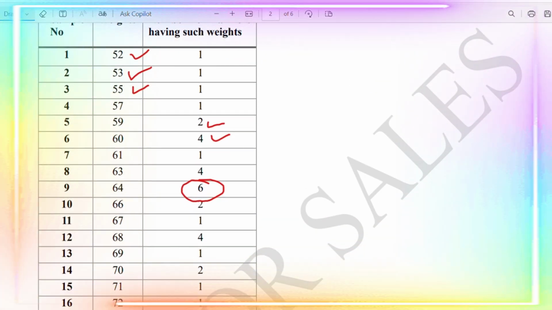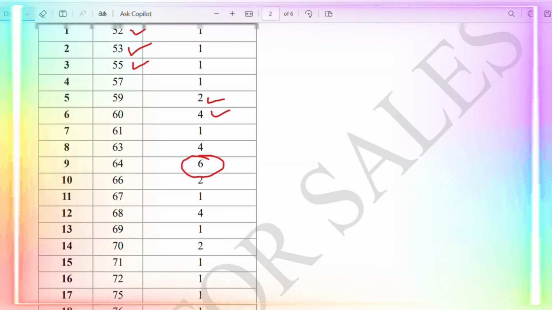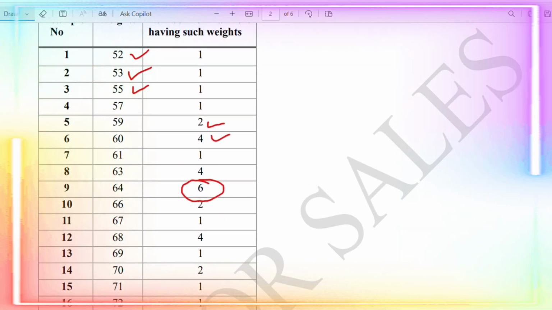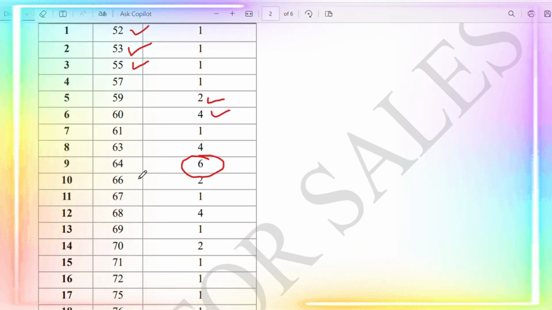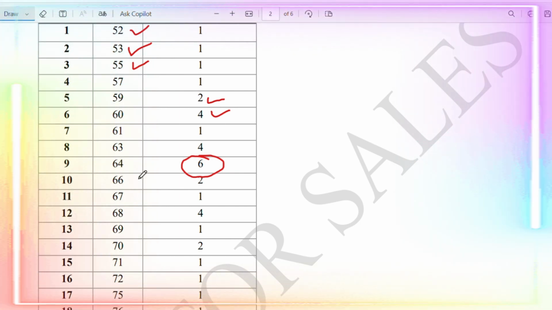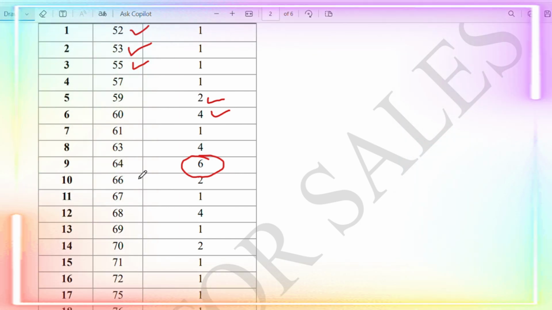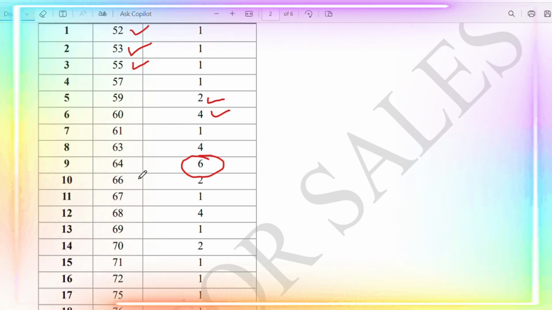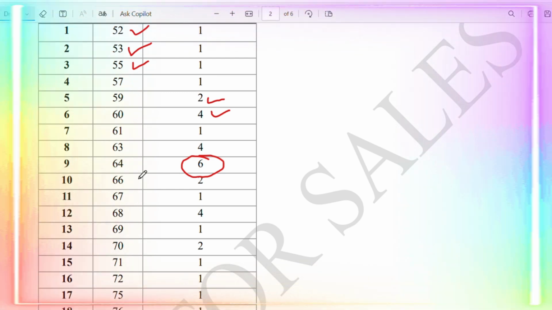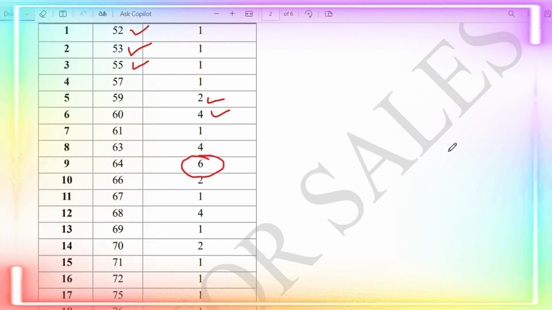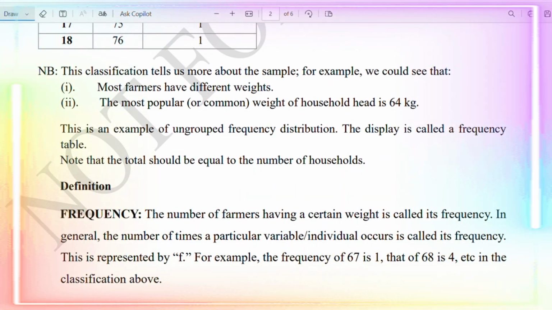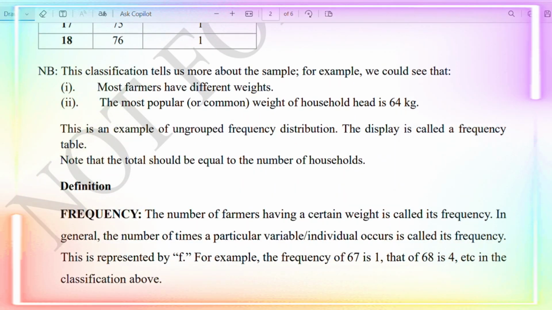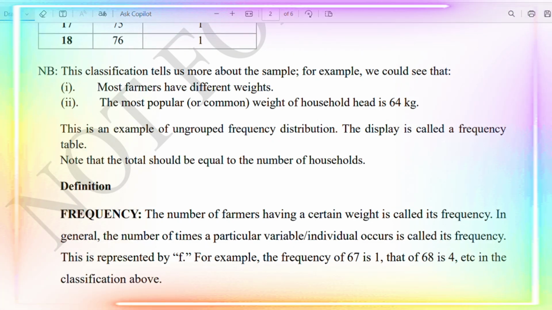Now we have just 35 observations here, and you see that for the observations we have 18 rows. Now imagine that we have thousands of observations, then it means that we won't be able to present this data using the format that we just used here. Ungrouped presentation of the data will not be reasonable. So therefore we will need to present the data using grouped format.